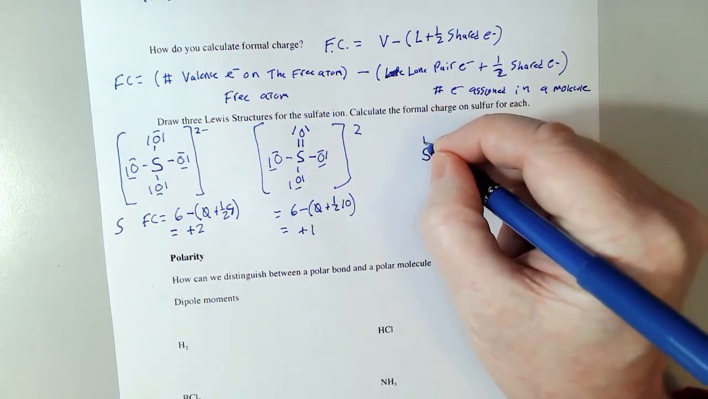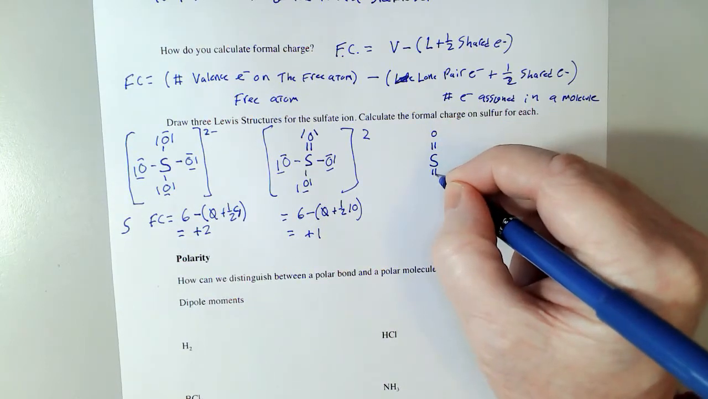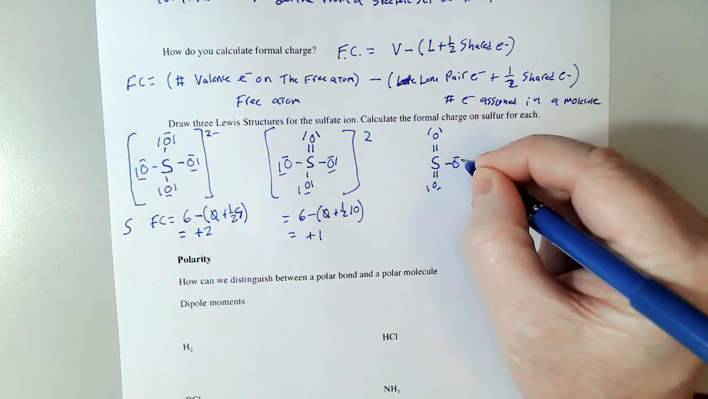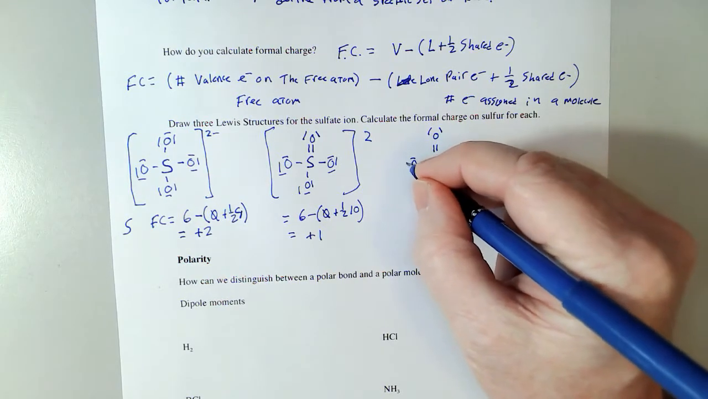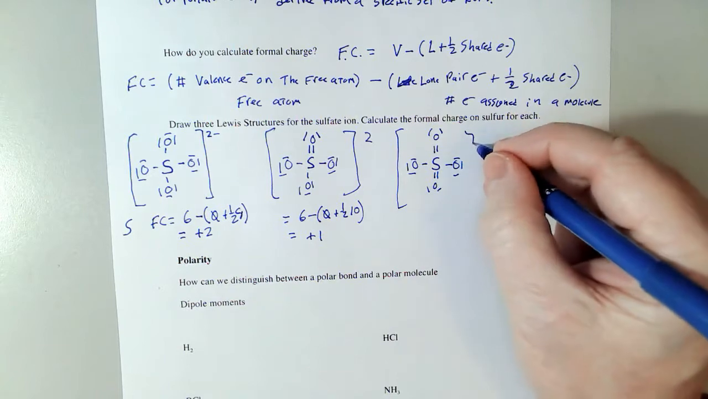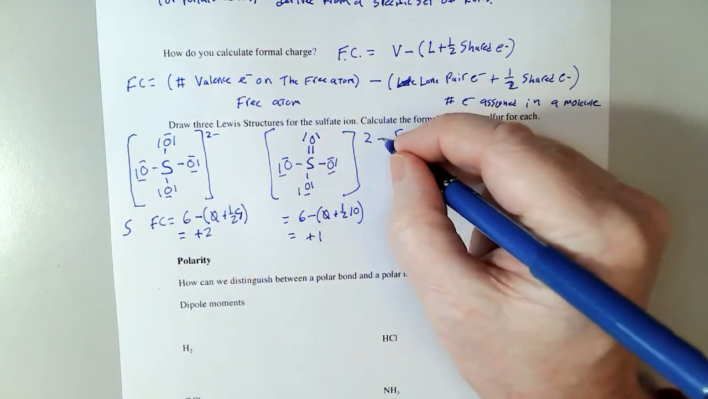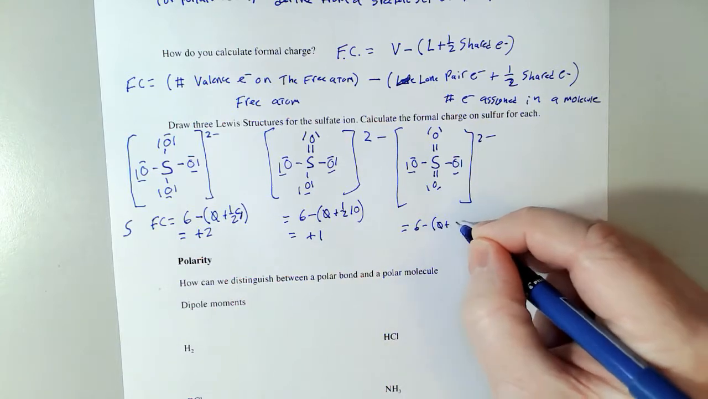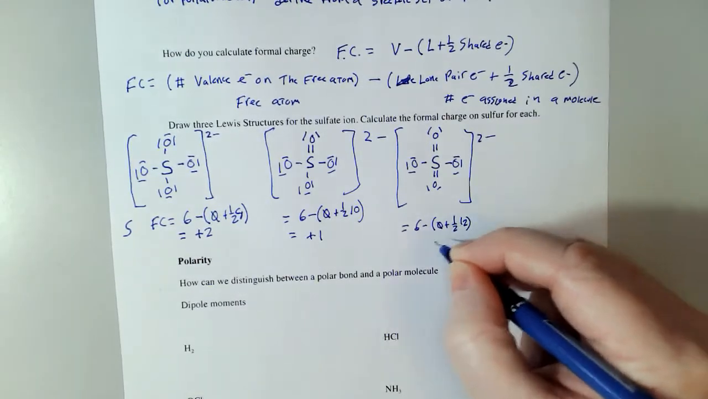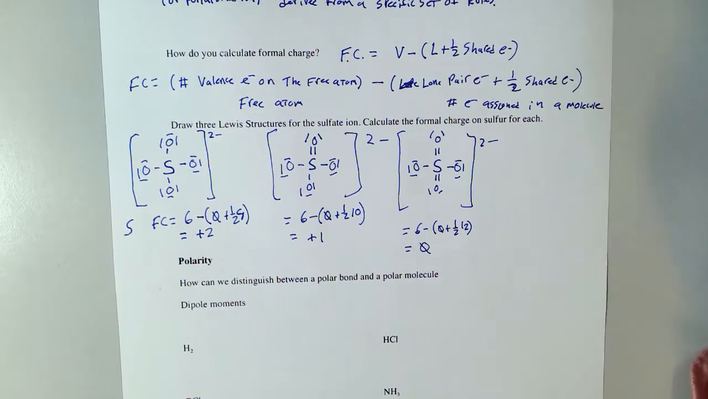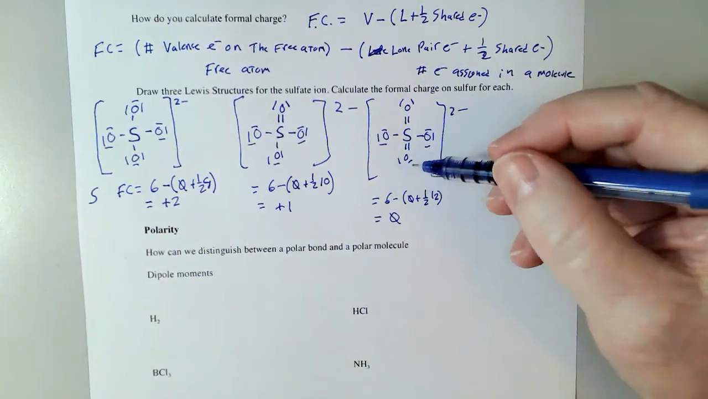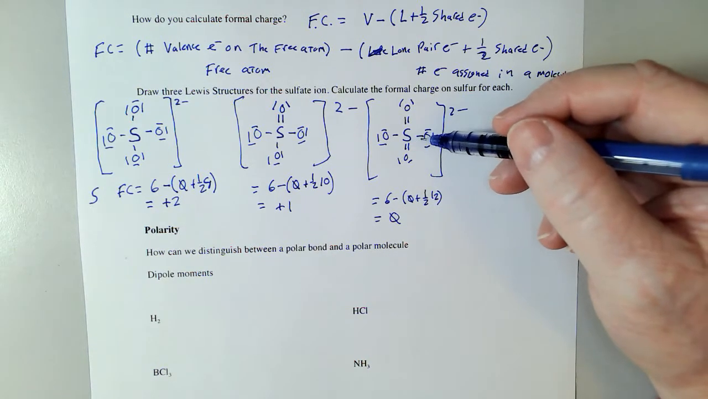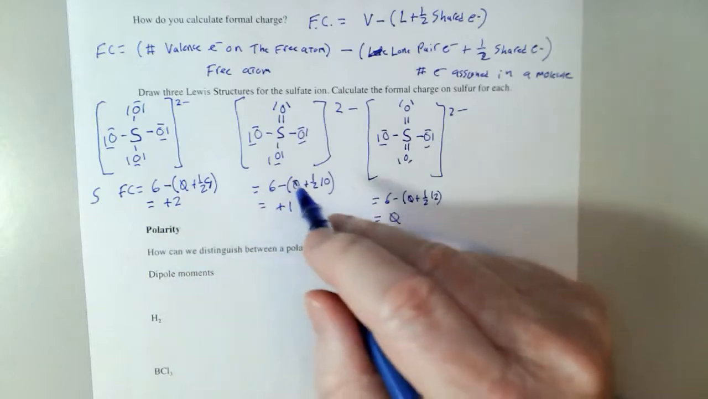Well, sulfur could form 2 double bonds. That's possible. Okay, and this time 6 minus 0 plus a half of 12 equals 0. So that means that the electron density on the sulfur is where it should be. It's not attracting any more electrons in.